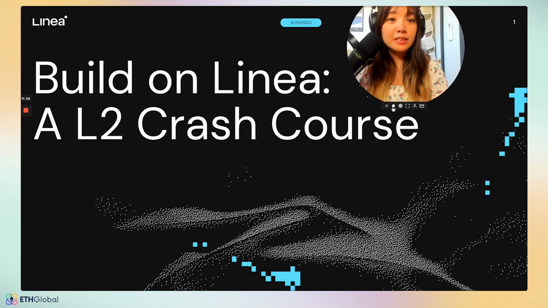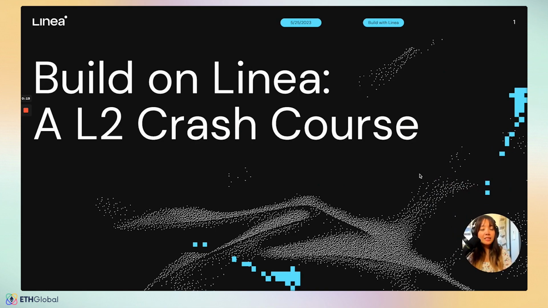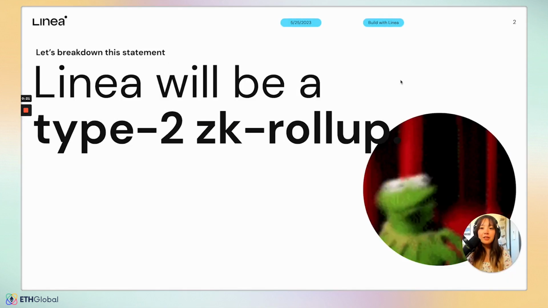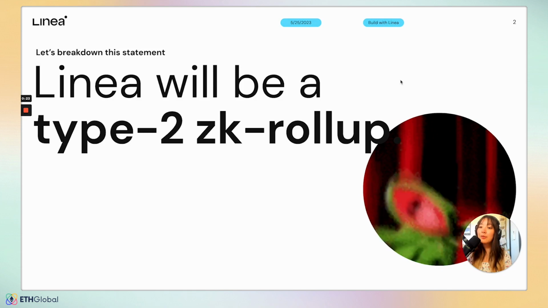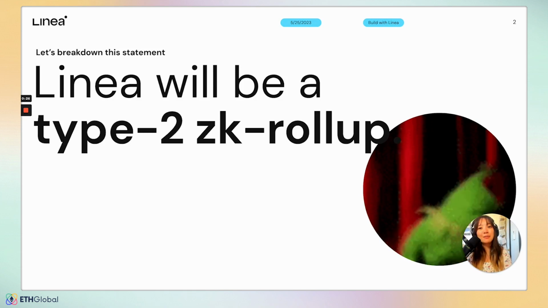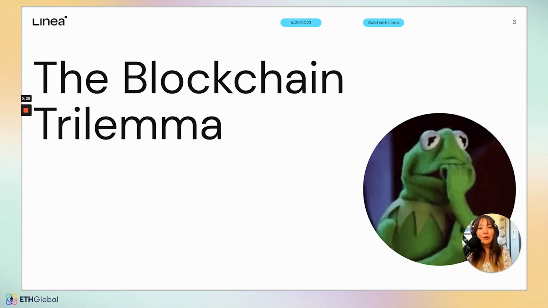I'm going to make my face a little bit smaller, bring it off to the side, and start off with this statement. Linea will be a type 2 ZK rollup. What does that mean? I don't know. Let's go from the very top.